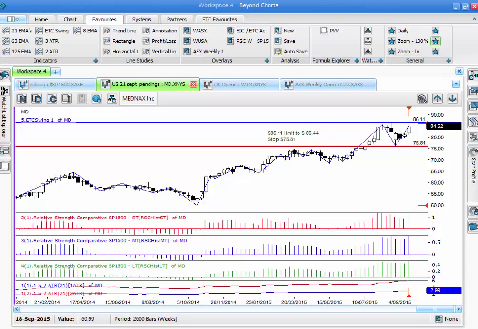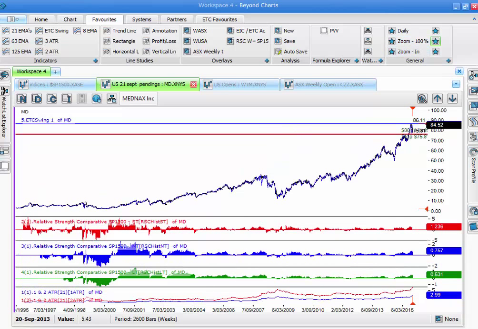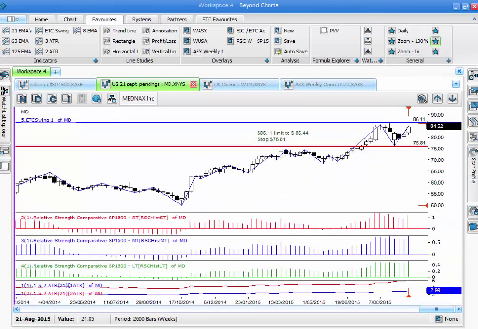We need to put in a protective stop at least 2 ATRs away from our entry level and at least 0.5% below our last medium-term trough, and that comes in at $75.81. That's MD, and again, all-time highs, looking very good despite the overall market weakness.